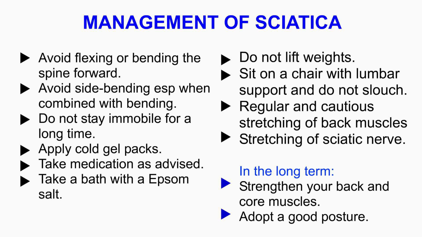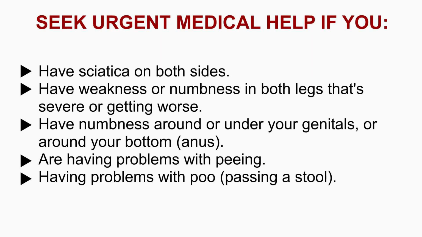Regular and cautious stretching of the back muscles and stretching of the sciatic nerve. In the long term, strengthen your back muscles and core and adopt a good posture. Seek urgent medical help if you have sciatica on both sides, if you have weakness or numbness in both legs that is getting severe or getting worse, if you have numbness around or under your genitals or around your bottom or anus, if you're having problems with peeing or passing water, if you're having problems with poo or passing a stool.